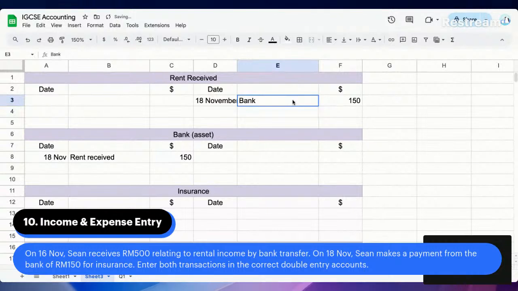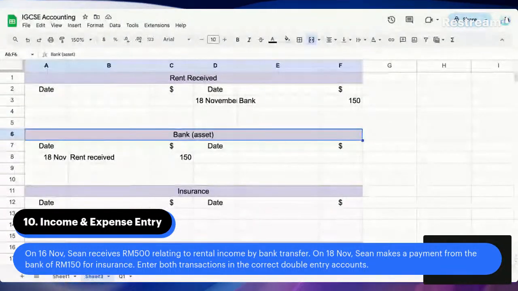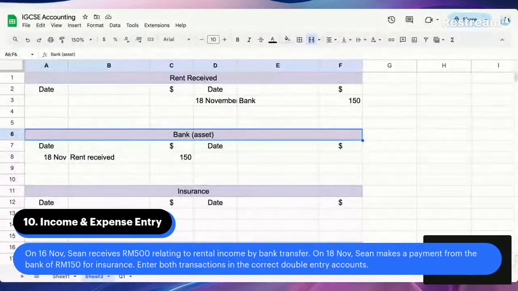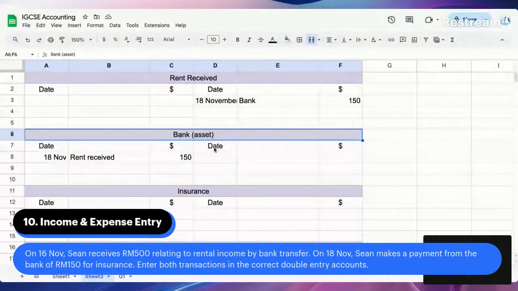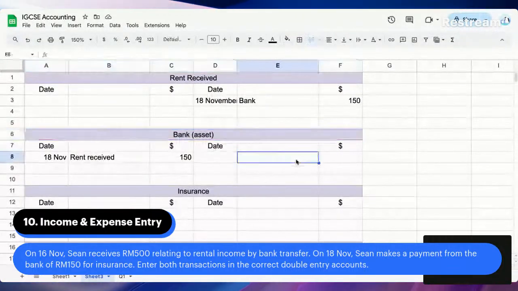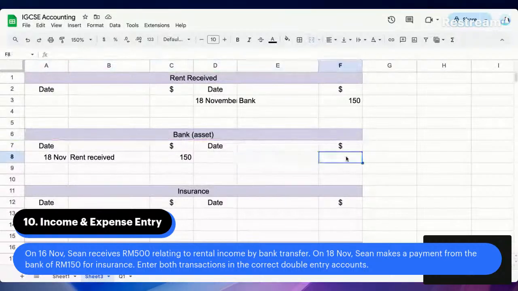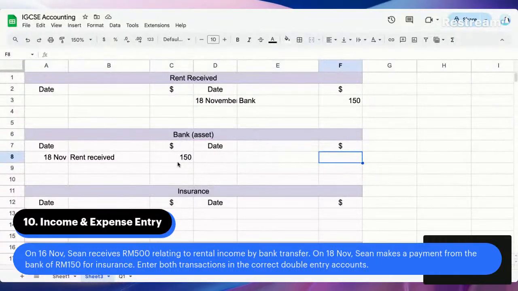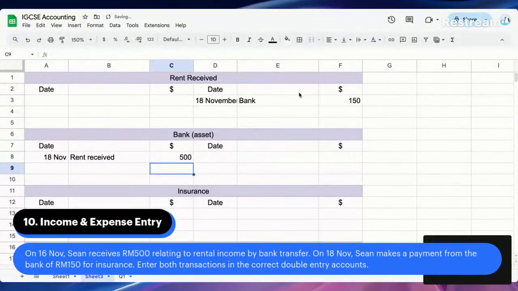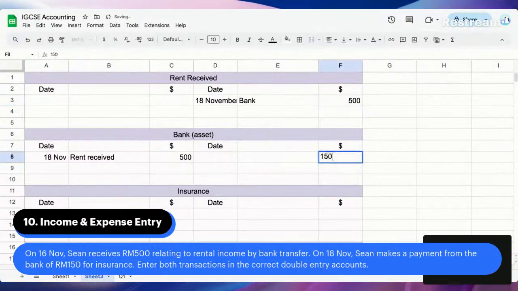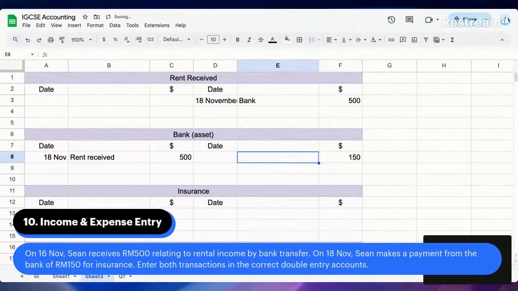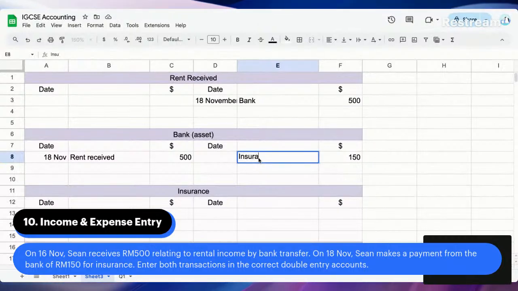Now look at the second transaction, where we are looking at paying. It means the money reduced. And paying from where? Paying from the bank. So an asset reduced is on the right hand side, which is credit. How much reduced? Sorry, let me not make a mistake. This should be 500, okay, this should be 500. Then this one is 150. So money reduced by 150. What is the purpose? It is because of insurance.